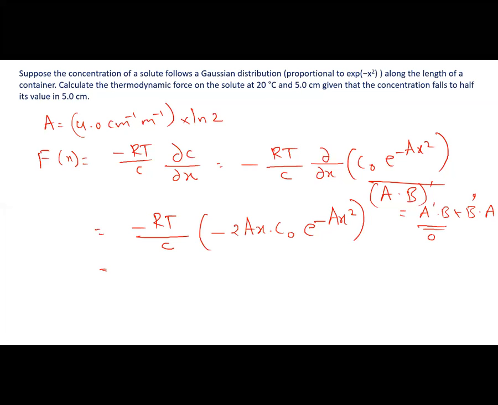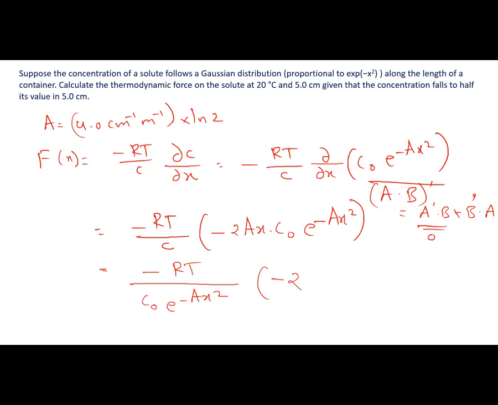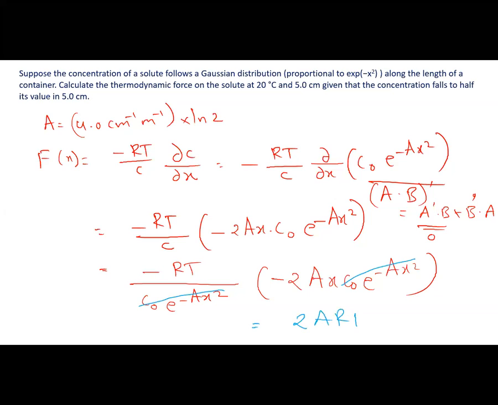That's equal to, if you do the math and change this to the entire Gaussian distribution equation, RT over C naught e power minus ax squared times 2 ax C naught e power minus ax squared. So we can cancel most of these terms out. This entire thing gets cancelled with this. And the final equation is going to be 2aRTx. So that's the equation for force.